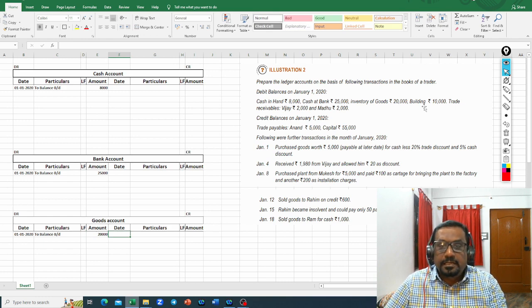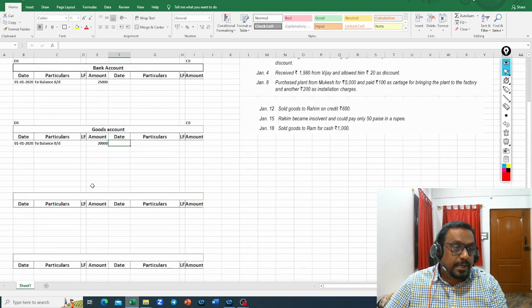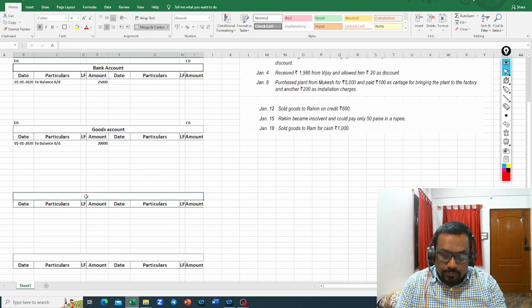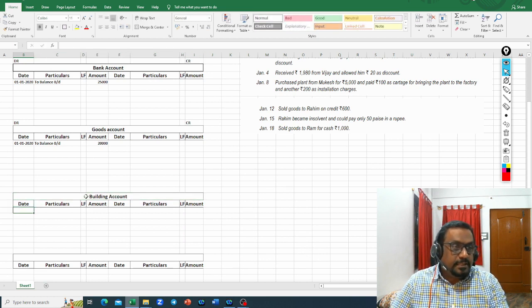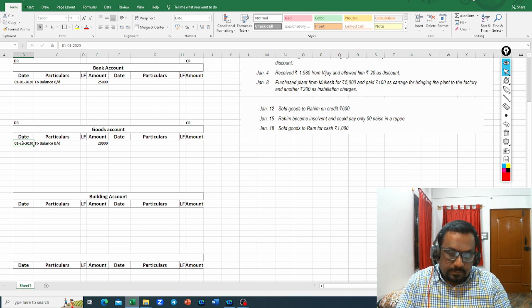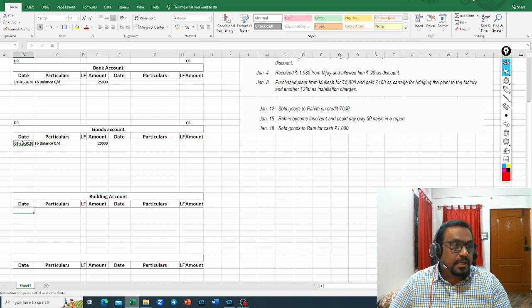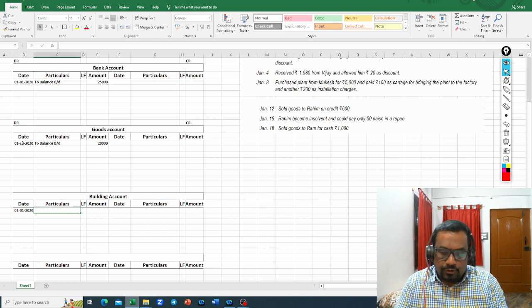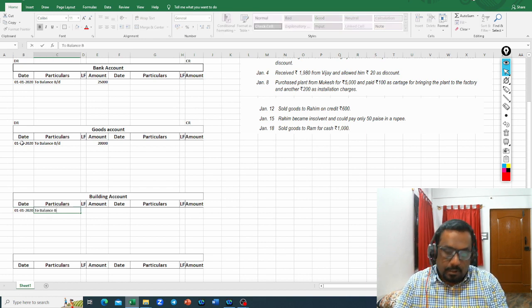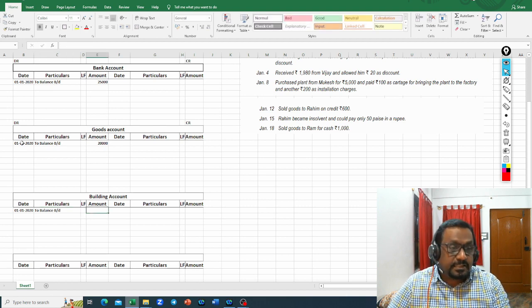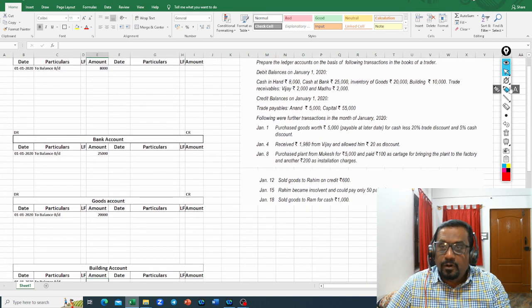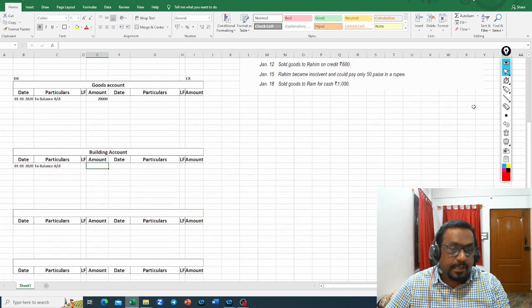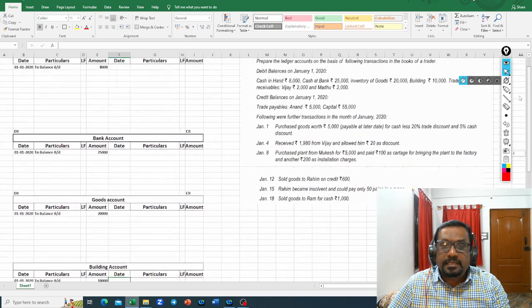Okay. Next, building 10,000. So now I am supposed to put a building account here. Again, the same date I need to put here because it is 1st January 2020. To balance brought down. Why am I putting this on the debit side? Building is an asset. Assets are debit balances. So building is how much? 10,000. So let me put 10,000 rupees here. Building 10,000.